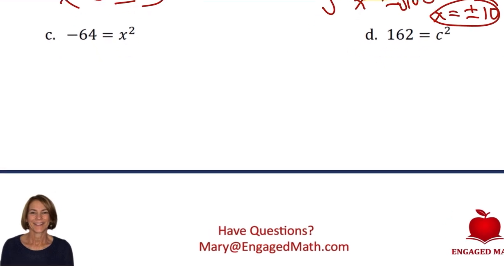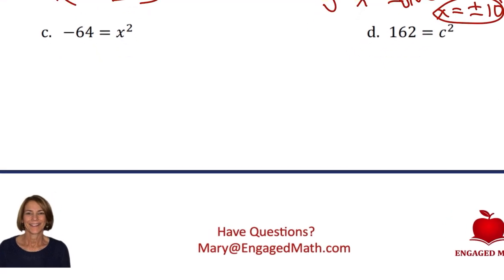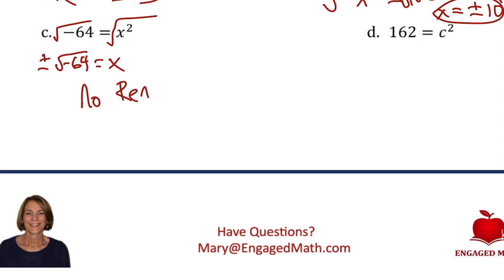Okay, I'm going to now zoom in for C and D here so that you can see them really clearly. Okay, C, the issue here is that when we take the square root of both sides, we have x is equal to plus or minus the square root of negative 64. And 8 may be coming to mind, but you cannot take the square root of negative 64, at least not yet, because there is no number that we know in the set of real numbers that you can square and get a negative. So this would be no real solution.